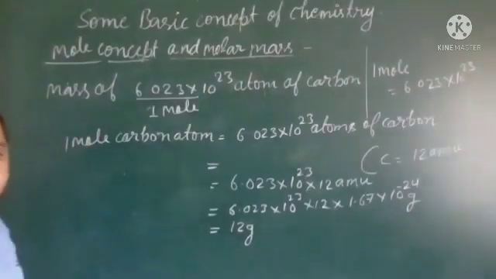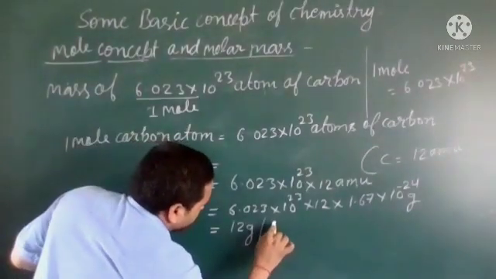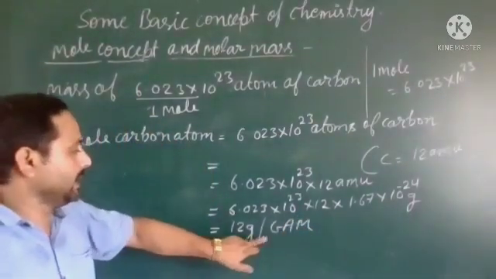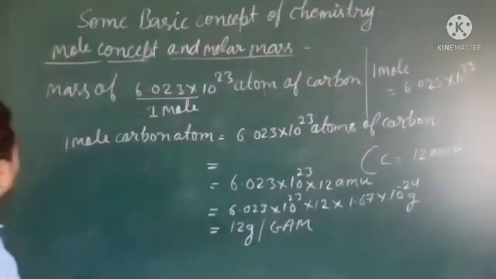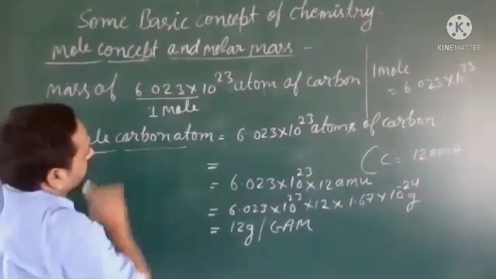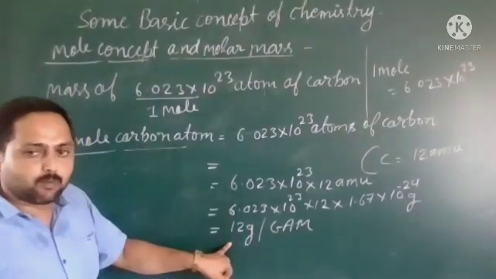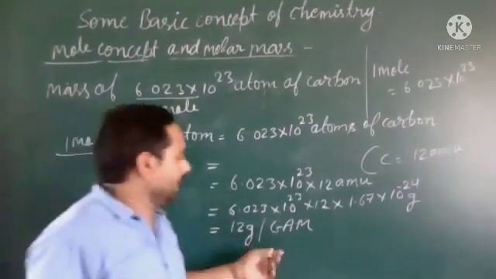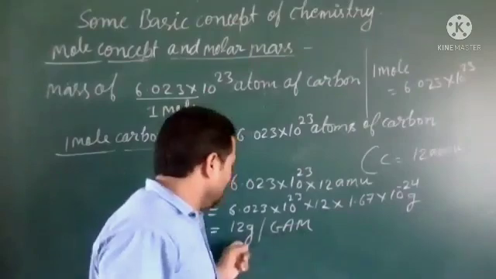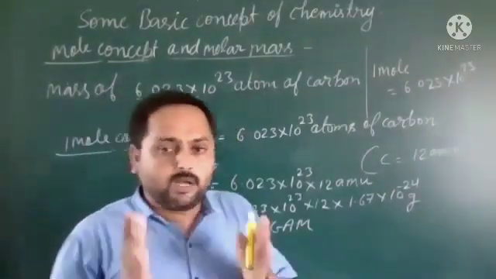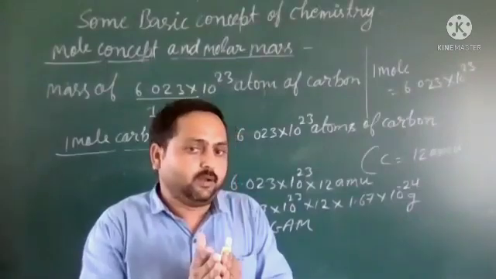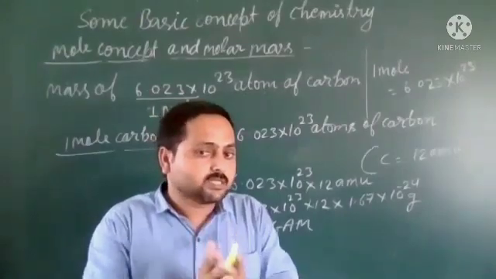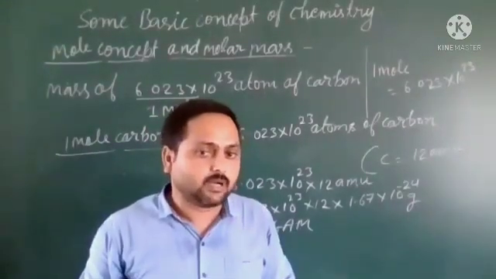Here, if we solve, we will get 12 gram, or you can say gram atomic mass. We can say 12 gram atomic mass. So what did we get? 1 mole carbon atom mass is equal to 12 gram, or gram atomic mass. So 1 mole carbon atoms mass is equal to the mass of 1 carbon atom.